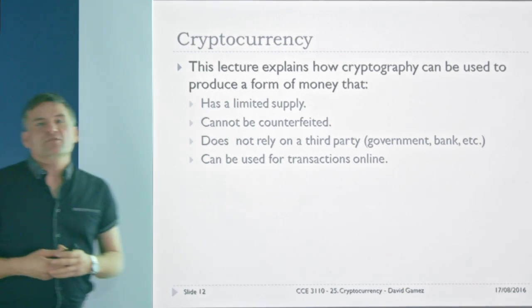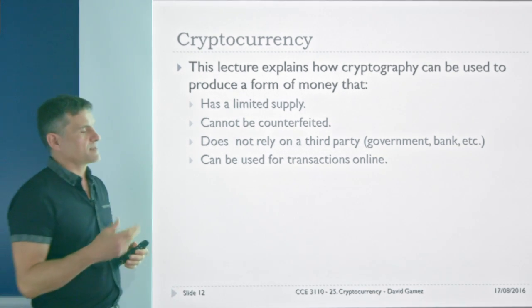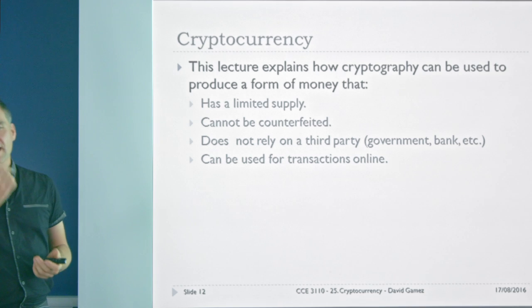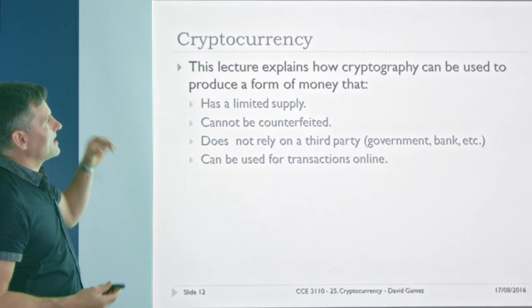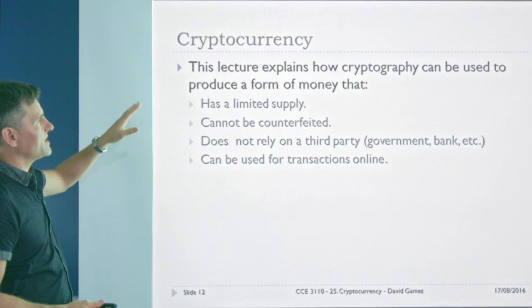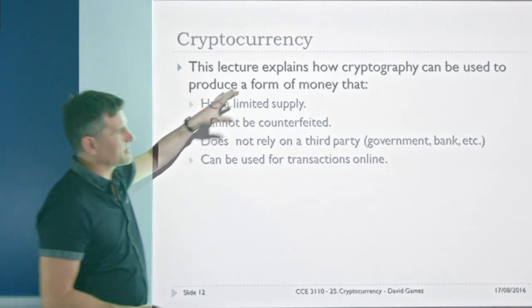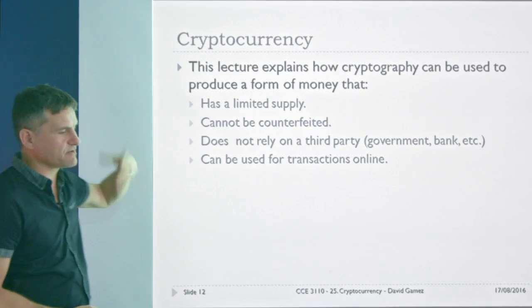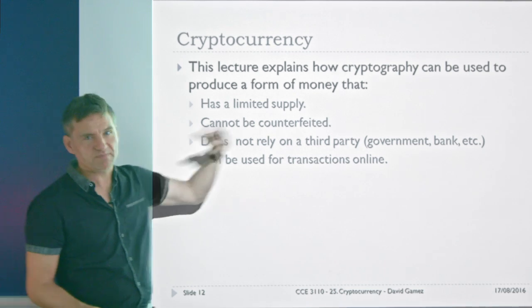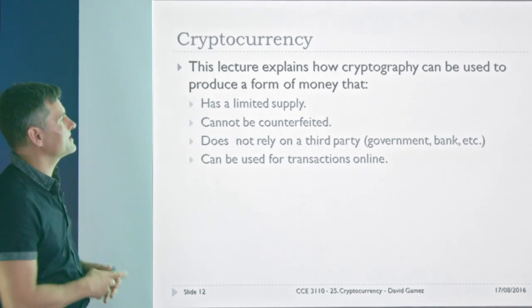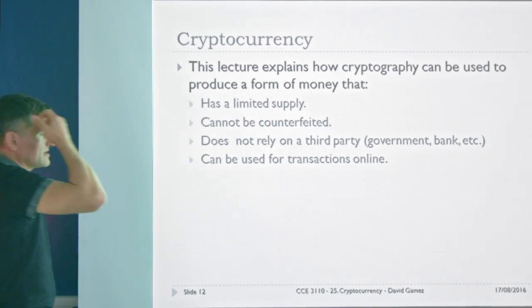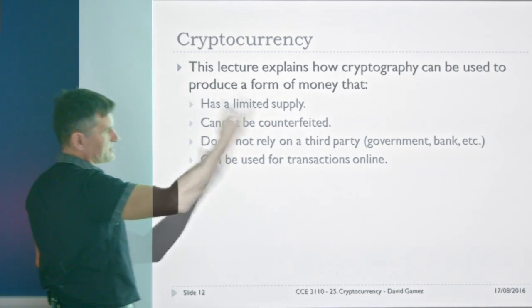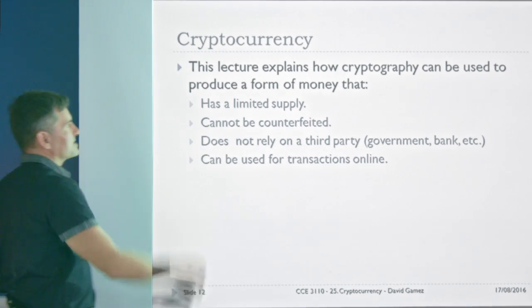And in this lecture, we're going to talk about cryptocurrency. Cryptocurrency is a large-scale, peer-to-peer, internet-based application, and I'm going to focus on Bitcoin here. As I say later, there are lots of second-generation cryptocurrencies, but Bitcoin is the really big, successful one. I'm going to explain how Bitcoin produces a form of money that's limited in supply, can't be faked, doesn't rely on a third party for its verification, and can be used to spend money online.